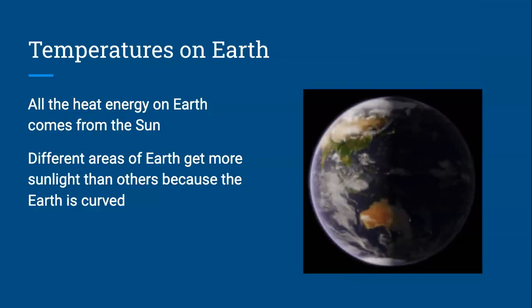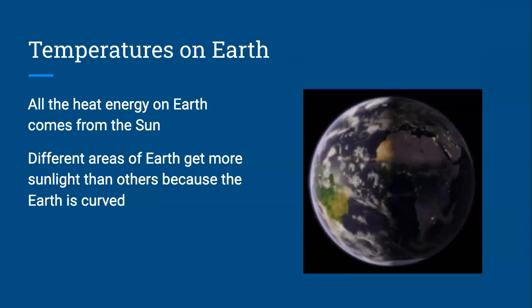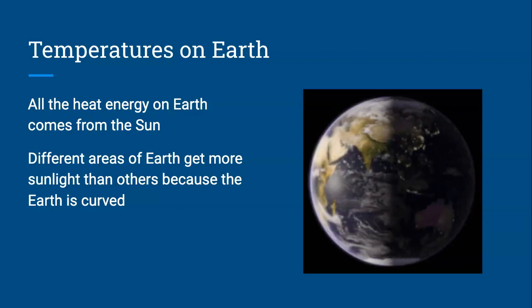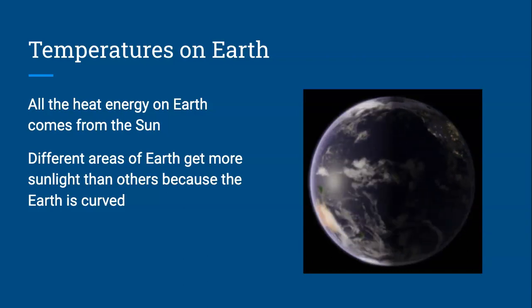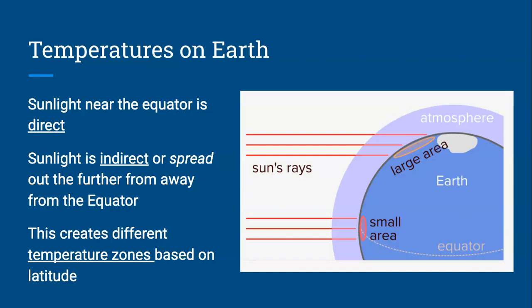Now, why do we have different temperatures on Earth? Well, we know that all the heat energy on Earth comes from the sun. However, different areas of Earth get more sunlight than others because the Earth is curved. And what that does is it creates differences in the heating of Earth. Near the equator, the sunlight is direct, which means what it sounds like. The sun is directly overhead, and that is incredibly hot sunlight. Picture walking outside on a hot sunny day. The sun is overhead. It's directly overhead, scorching down.